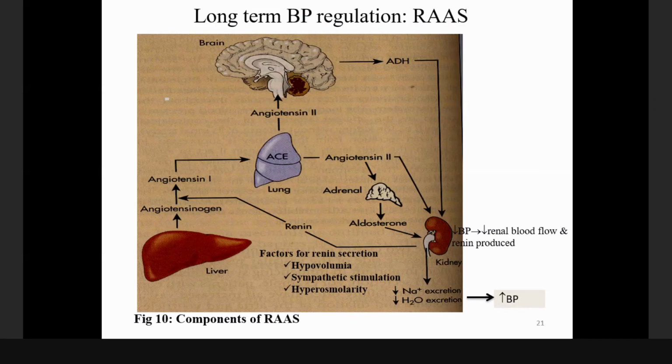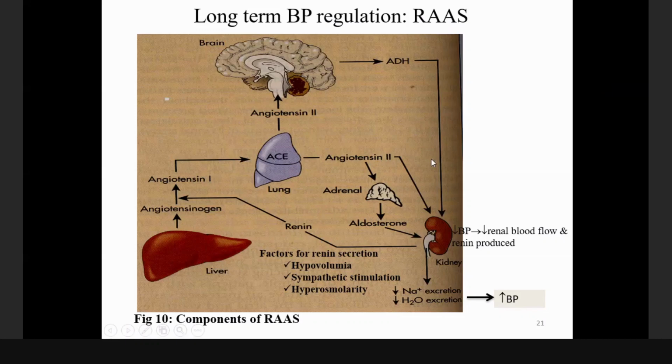Okay, your blood pressure can be regulated, but that takes more time, even 2 weeks or more than that. So in this case, there is what is called RAS, the renin angiotensin aldosterone system. Okay, look at this system.